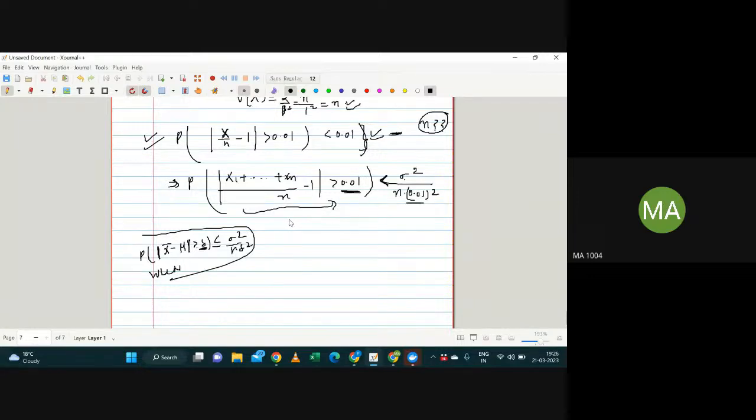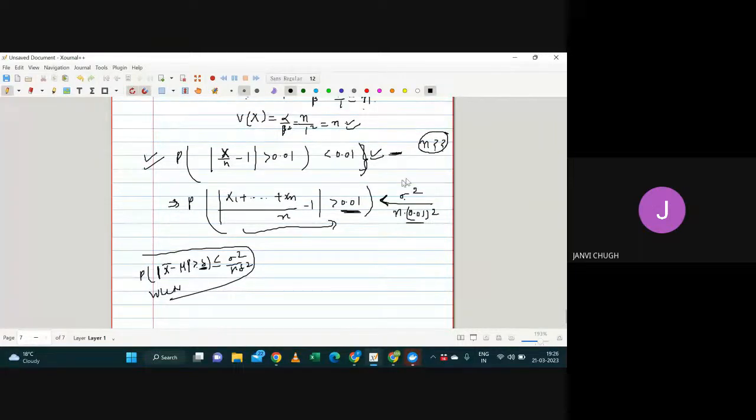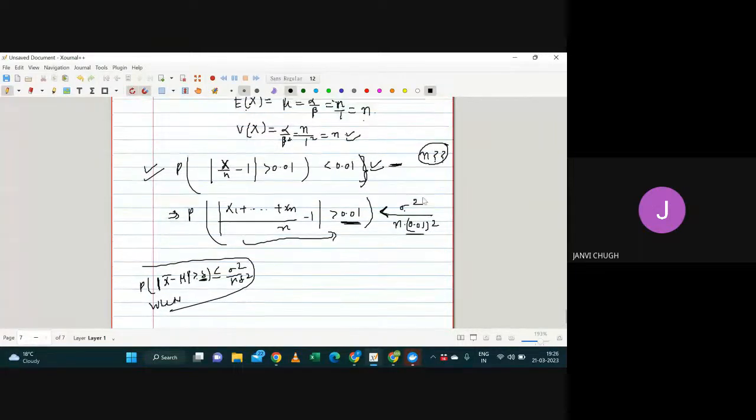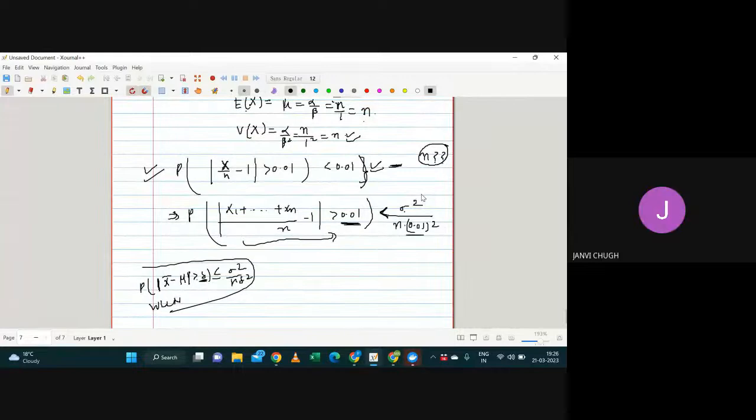Okay, so what should be the next step? So we make sigma square to 0.01. Is it n? Sigma square is n. So it's the sigma square of x1 plus x2 plus xn.